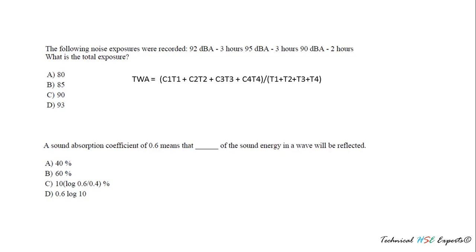What this 0 represents and what this 1 represents: 0 means 100% will be reflected, 1 means 100% will be absorbed. So here we have been given 0.6. So what it means is 60% of the noise will be absorbed.